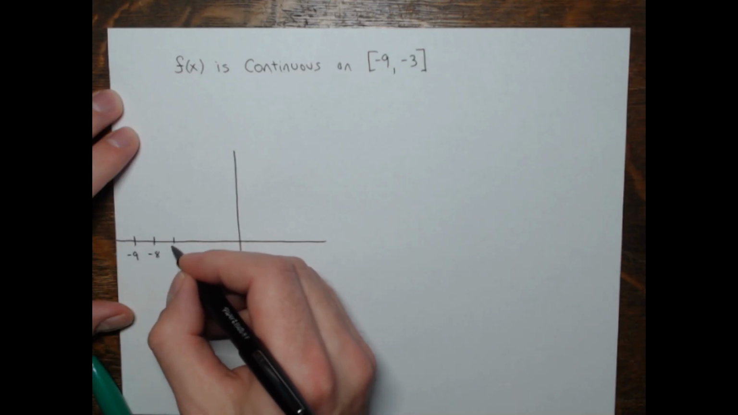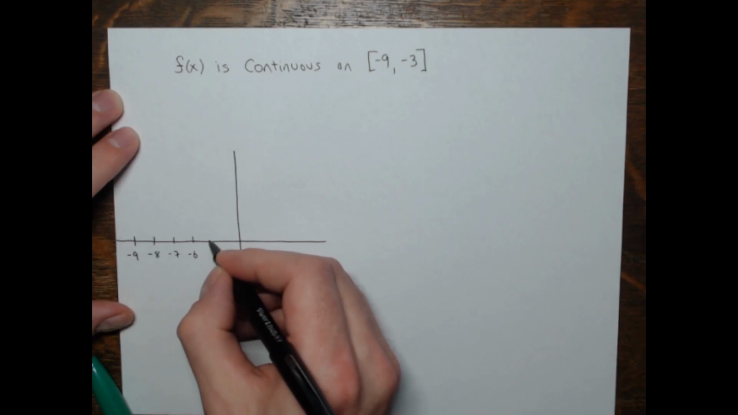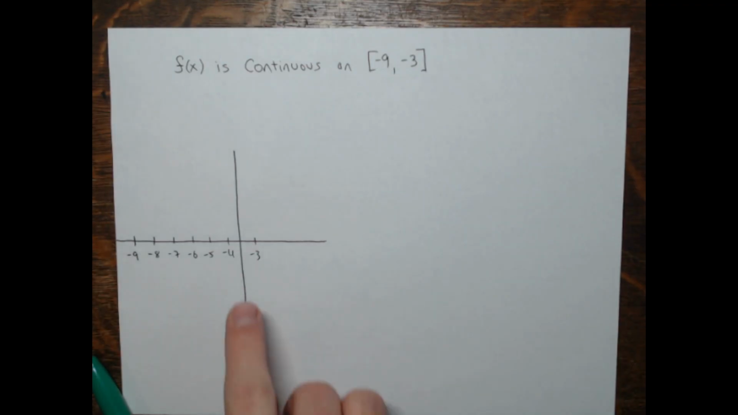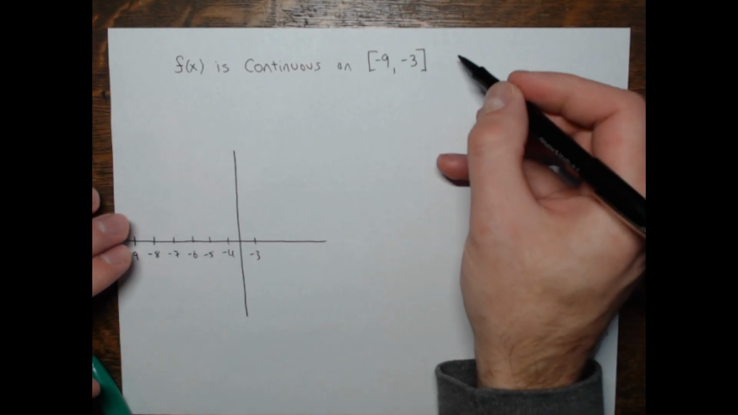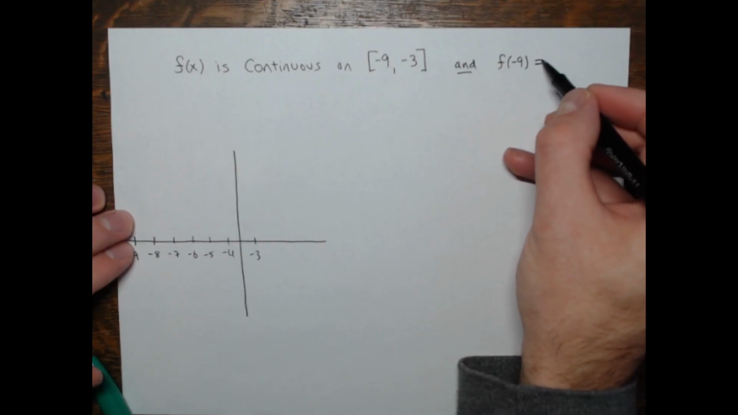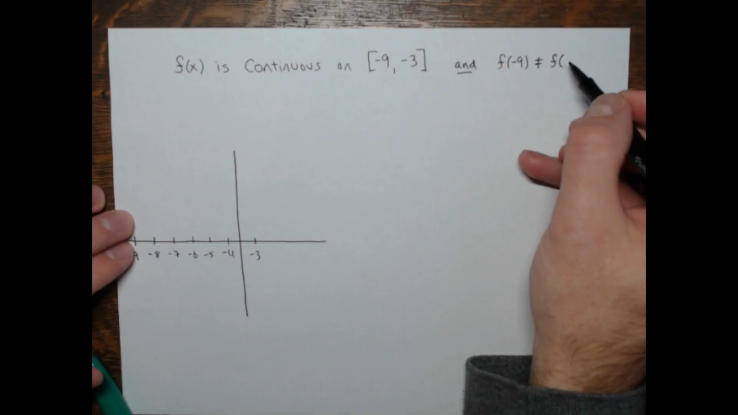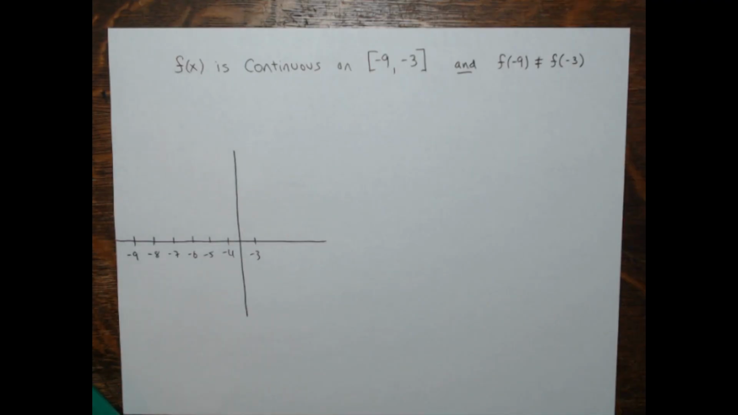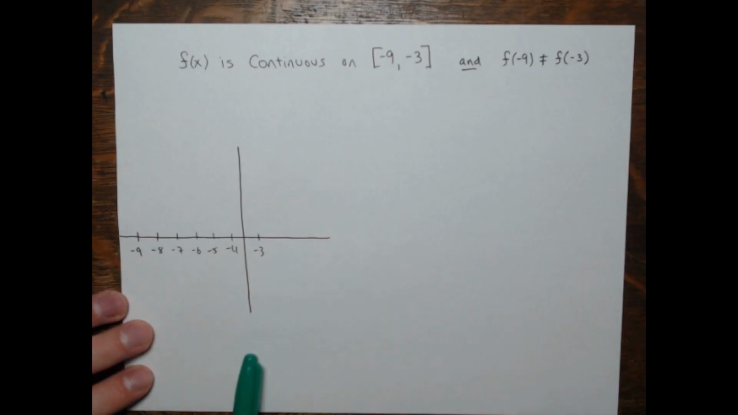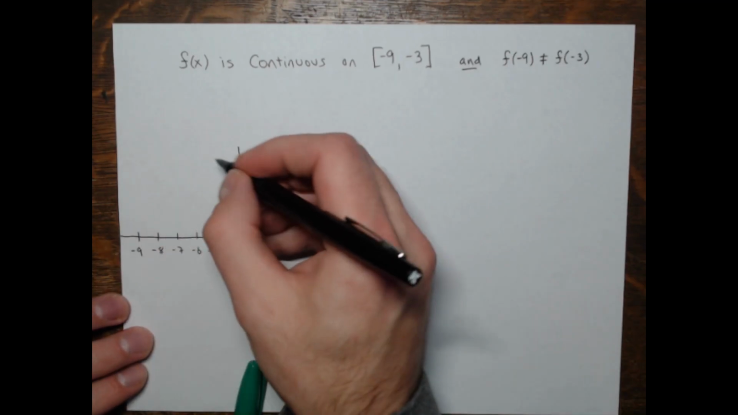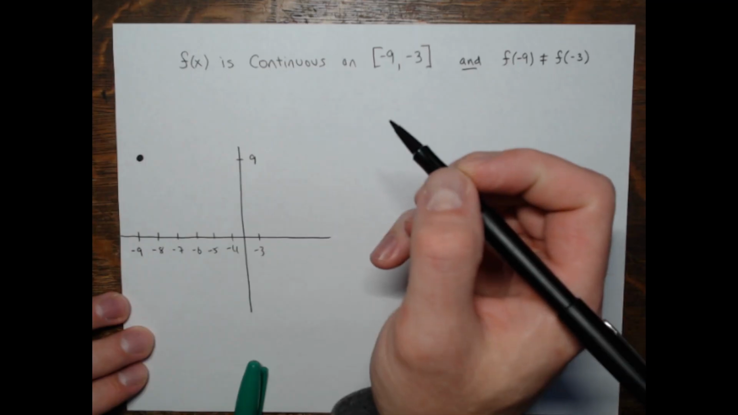Now I've got -8 for an input, -7, -6, -5, -4. Sorry, this isn't great. -3. And the value of f at -9 is not the same as the value of f at -3. So f at -9 is 9. So we got this point. It should be on the graph, (-9, 9).